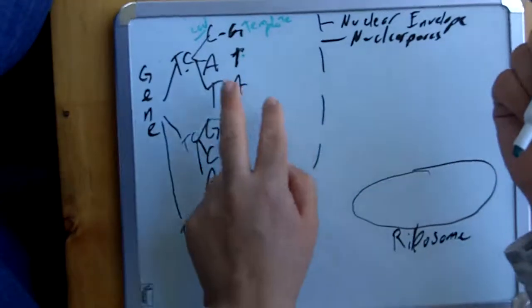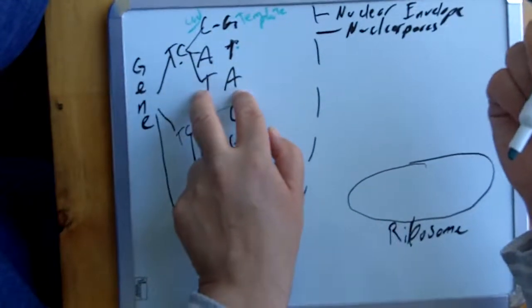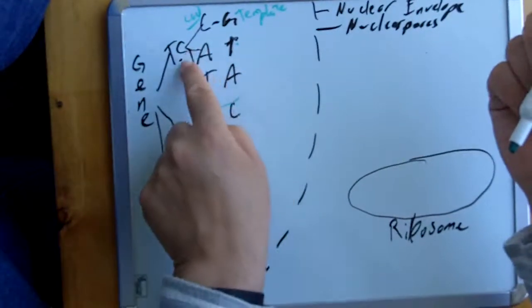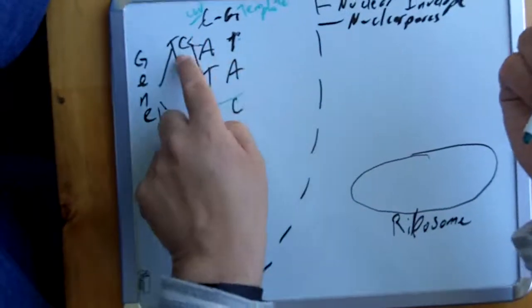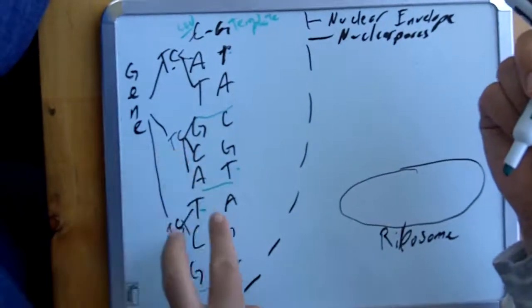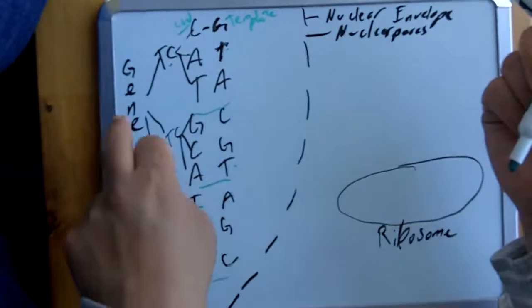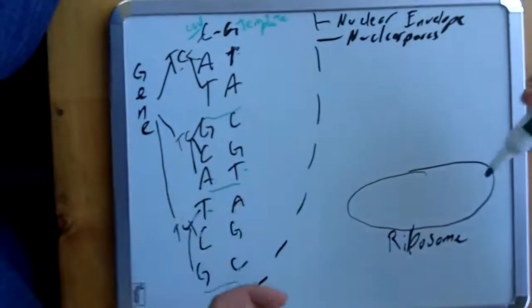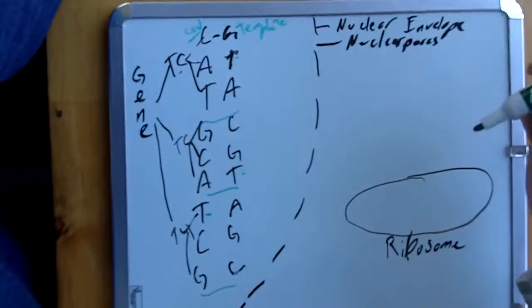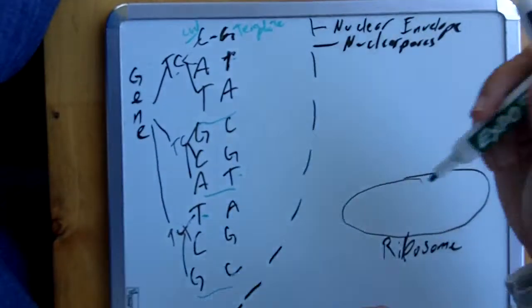Next question, how do we read things? We read things in threes. We call those threes triplet codes. So what is this? Triplet code. What are these three? Triplet code. What is this three? Triplet code. Multiple triplet codes form a gene. Okay? And remember, the overall goal of what we're talking about is protein synthesis. We're trying to form proteins.